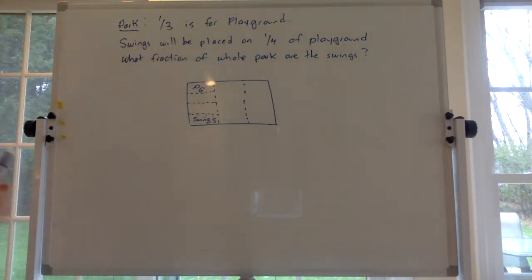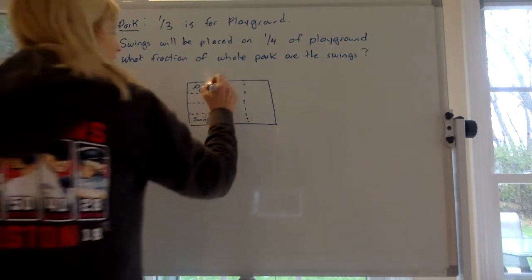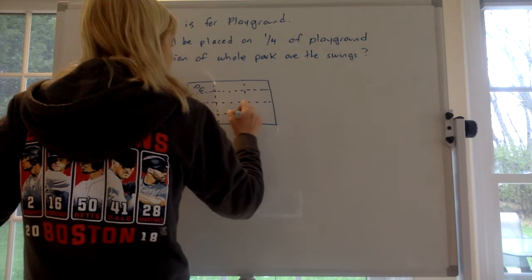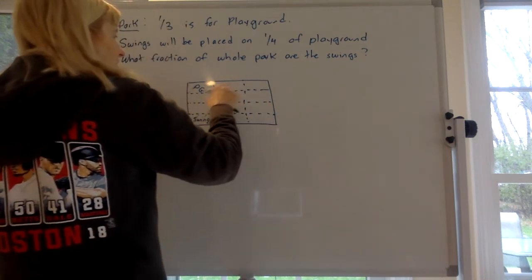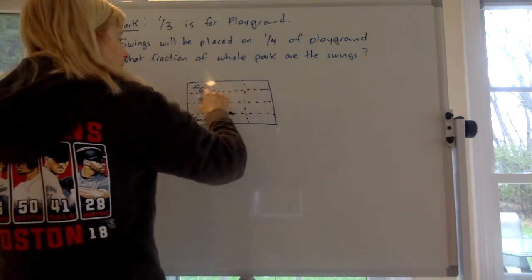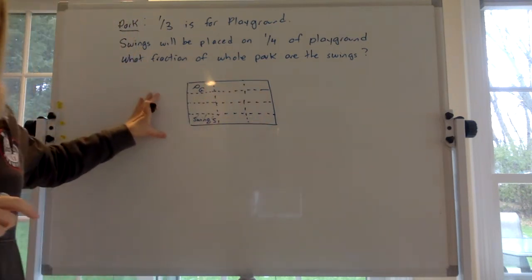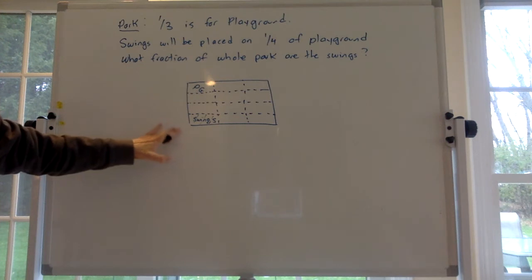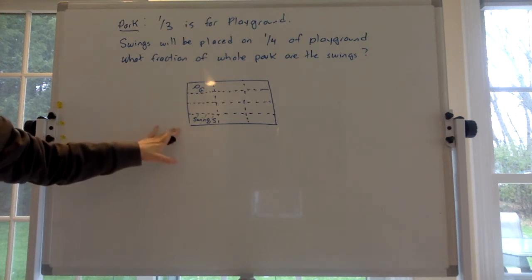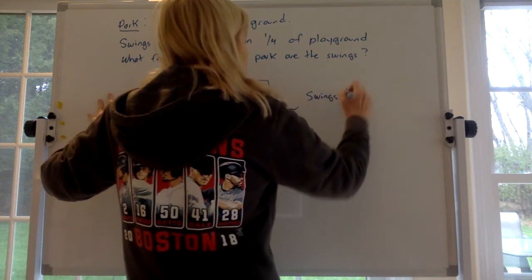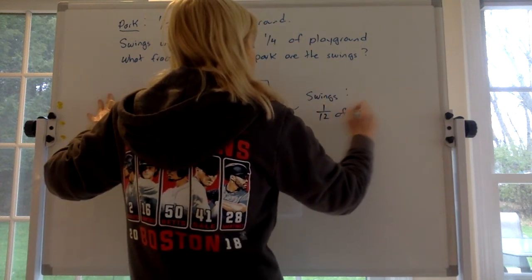So we've got to figure out what fraction of the whole park are the swings. Well, all you really have to do is keep extending these dotted lines. Then count up how many of these little rectangles we have. We have 1, 2, 3, 4, 5, 6, 7, 8, 9, 10, 11, 12. We have 12 little rectangles, and one of those tiny rectangles is the swings. So basically the swings make up 1/12 of the park.